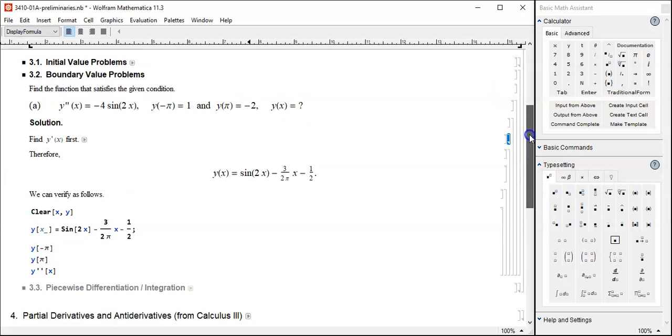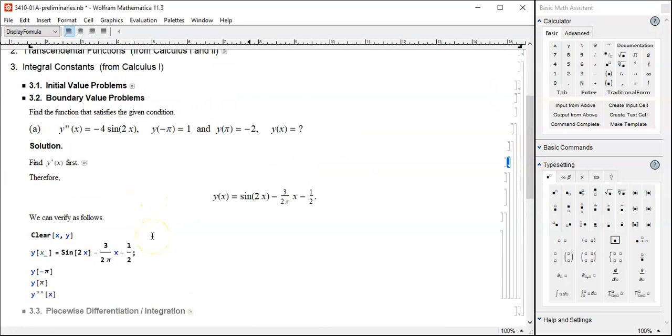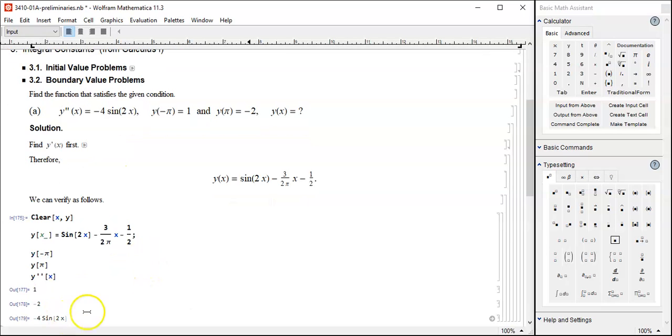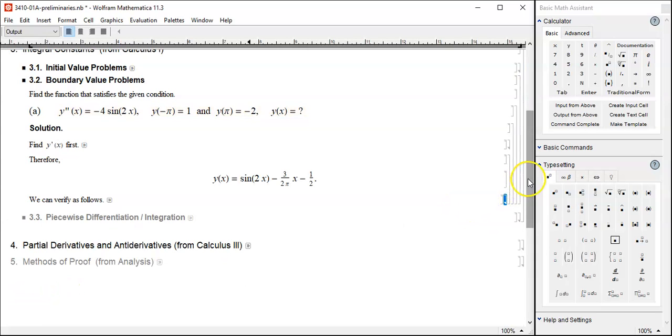You can check it with a computer algebra system. y of x as this function, and then I'm asking Mathematica to calculate the second derivative. Does it turn out to be negative 4 sine of 2x? Yes, indeed. And how about the initial, or excuse me, boundary condition? y of negative pi and y of pi, they are 1 and negative 2 respectively. Yes, indeed, 1 and negative 2 respectively. You can check those like these.